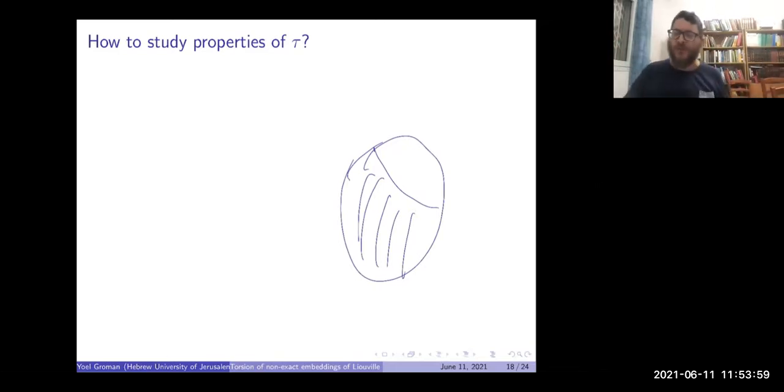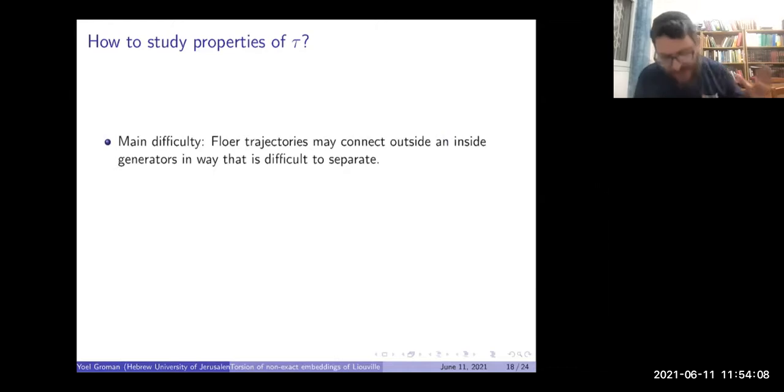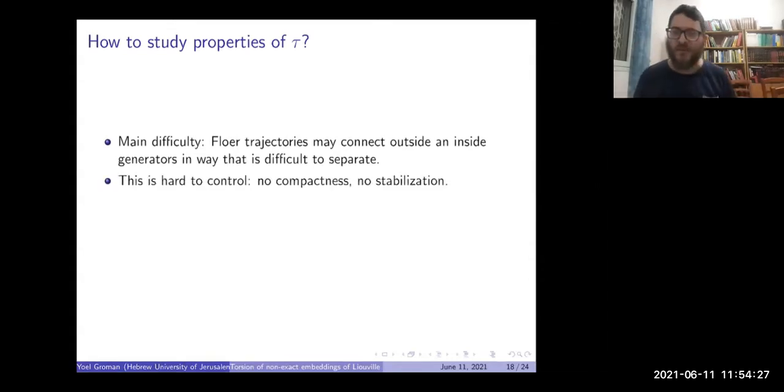So this is a numerical invariant that we can define. But then the question is, how can we study the properties of this invariant? I can't really explain this within the framework of the cell, but a really great difficulty when you start analyzing things is that flow trajectories go between inside and outside generators in ways that are very difficult to separate. There's no way to control it as far as I know, because there's no compactness. You can't say that starting from some I, things stabilize.